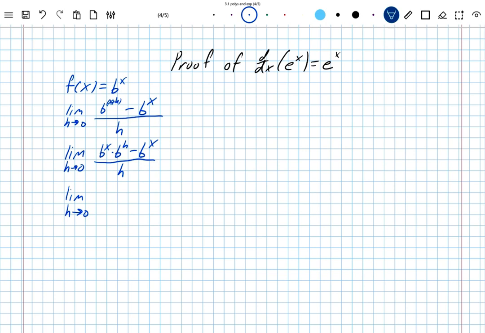This is a limit with respect to h. h and x are totally independent. They have nothing to do with each other, so I can pull this b to the x all the way out of my limit. Thanks, limit laws. So I'm factoring it out of the top, I'm factoring it out of the fraction, I'm factoring it all the way out of the limit like my limit laws say I can. As far as h is concerned, b to the x is a constant. Okay, so what is left inside? If I pull out a b to the x from b to the x, it's a 1.